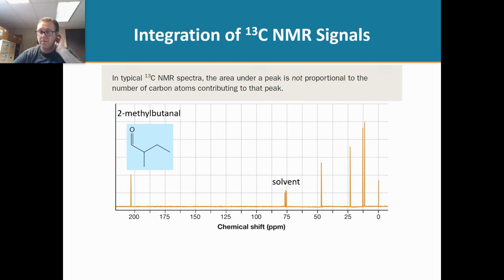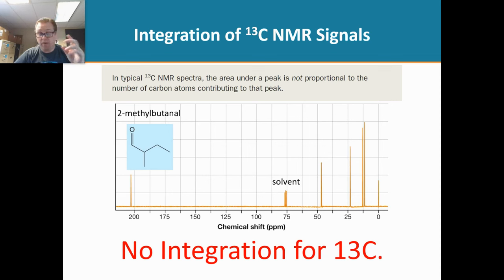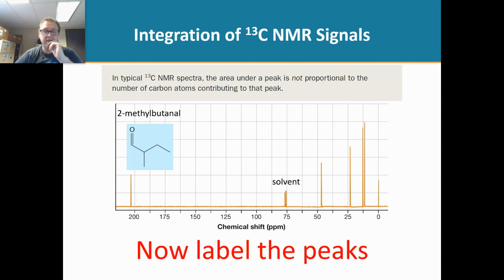Now, in carbon NMR, we do not have integration. So the peaks have no integration, and you just have to be careful because the heights of these peaks don't tell us anything about how many carbons there are. Okay, so that's a big point to remember. No integration for carbon-13. So let's take a look at this molecule and now let's assign the peaks. And what we're going to do is use the tables to help us out.